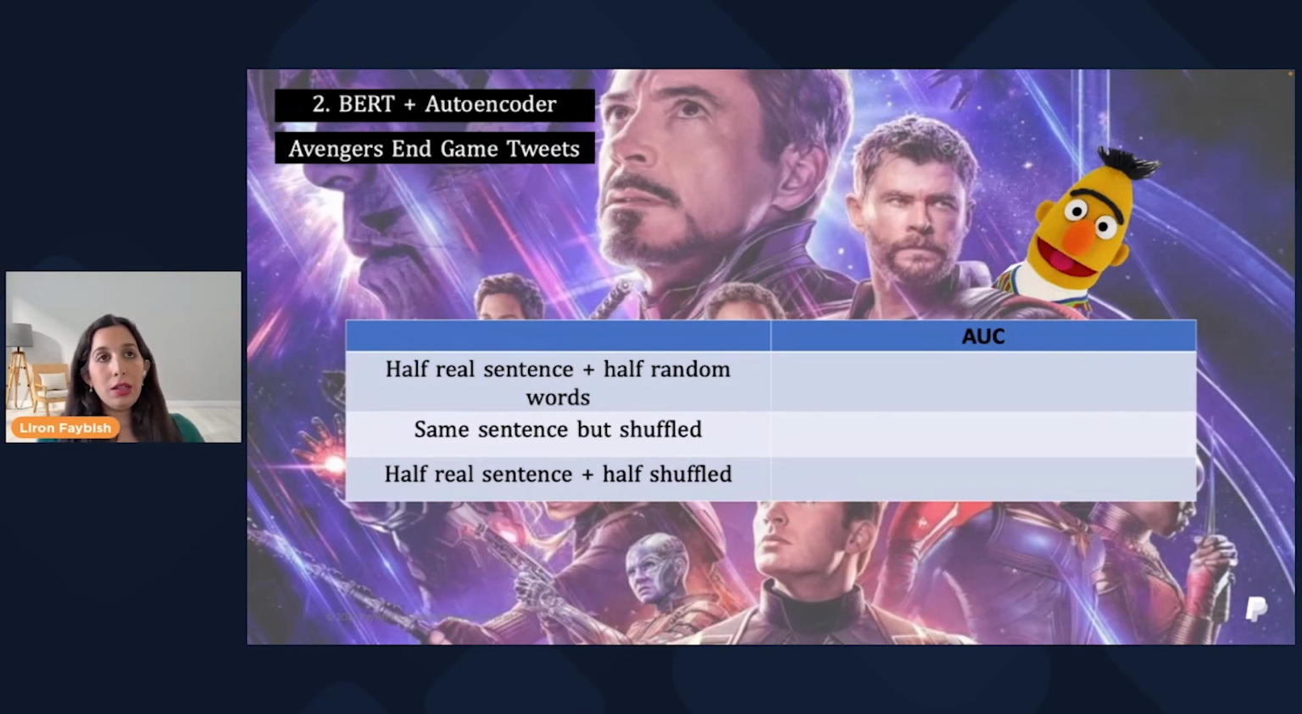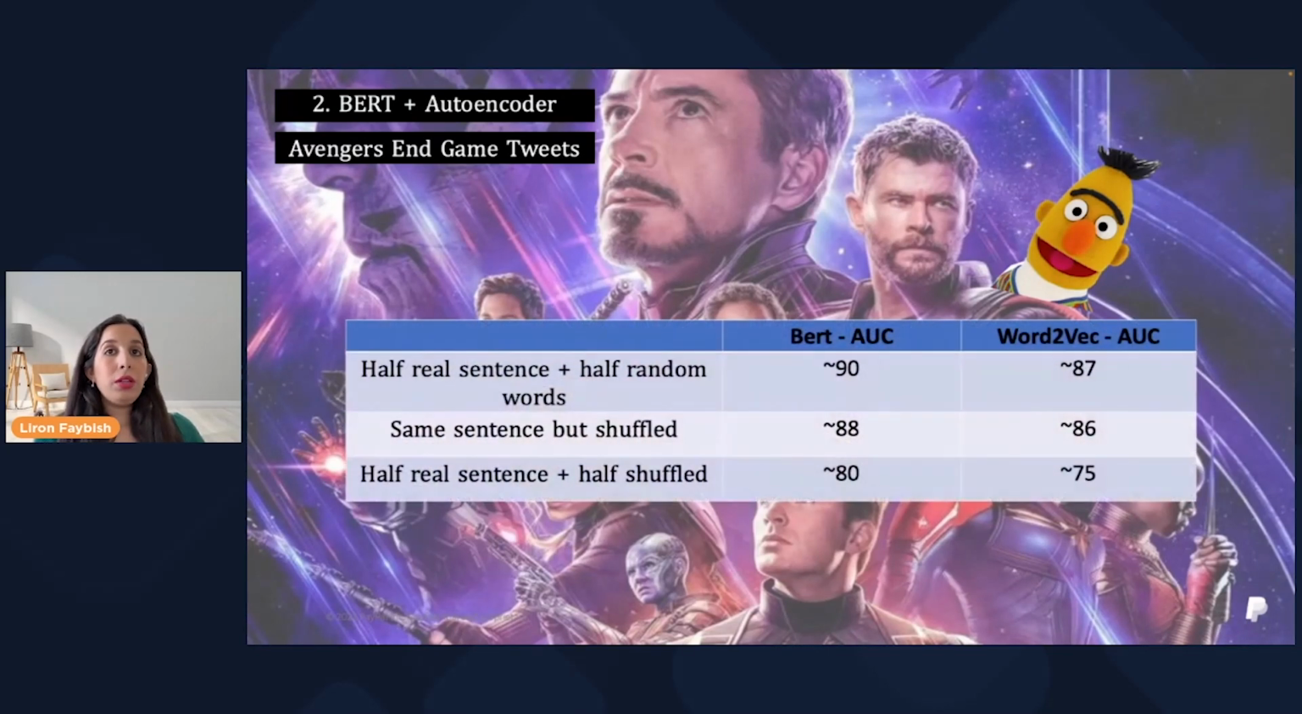So we tested the half real and half random sentences, the shuffled sentences, and the half real and half shuffled sentences. The AUC was 90 for the half random sentences, 88 for the shuffled scenario, and 80 for the half shuffled sentences. And compared to the word2vec method, in this case with the Avengers Endgame tweets dataset, BERT with a regular autoencoder outperformed the word2vec with RNN autoencoder. So that was an example with text sequences.